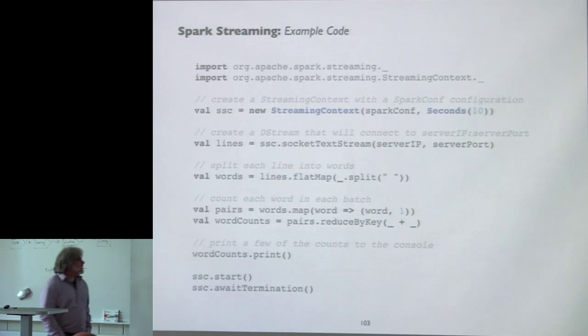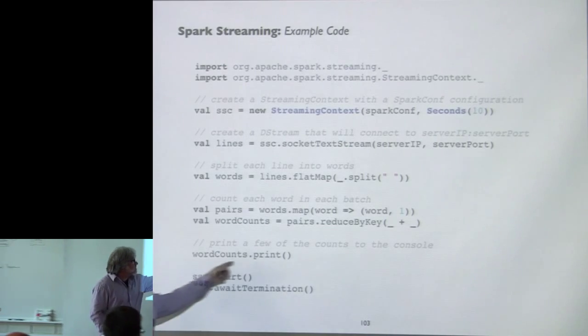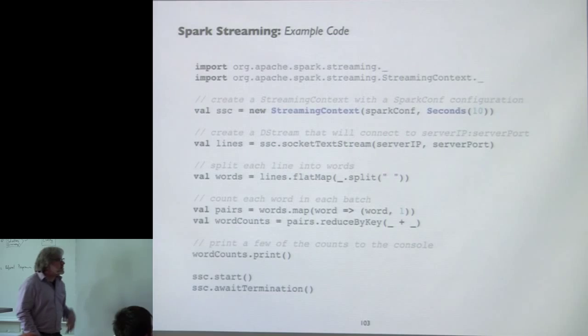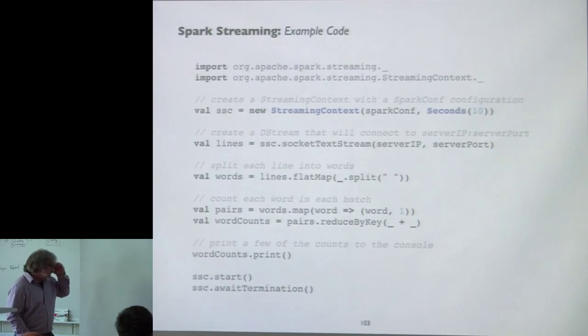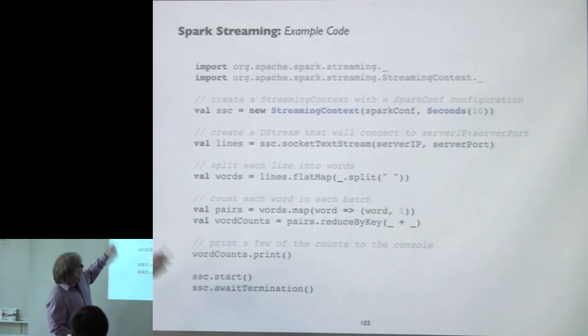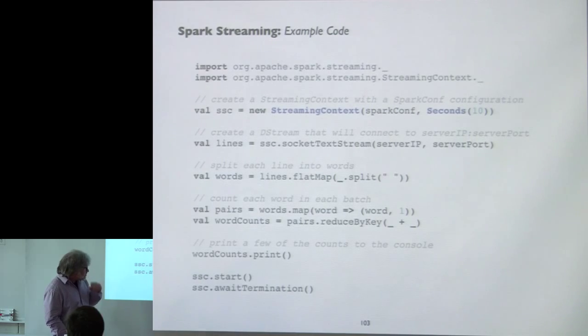Now, when we talk about Spark, we talk about lazy evaluation. Nothing happens until you get to an action, and in this case, the action would be print. But with streaming, it's different. There's a state machine running. Nothing happens in a streaming app until you tell the streaming context to start and then give it a callback for await termination. This way you can have some control from outside to bring down the streaming app.